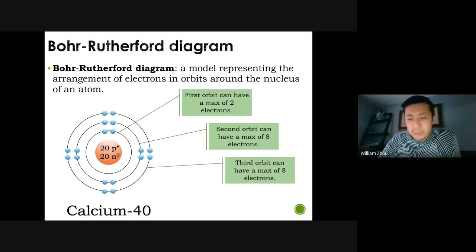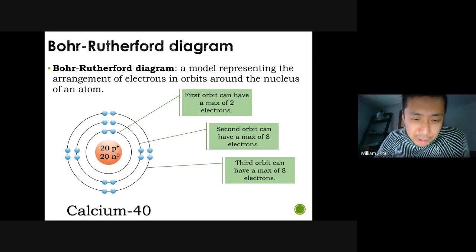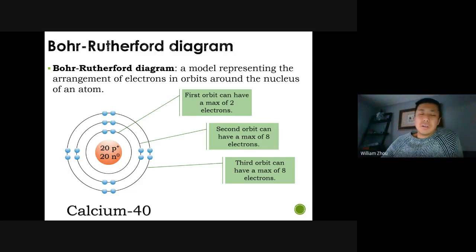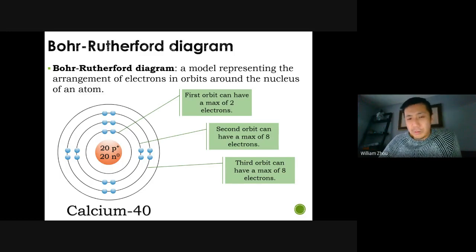So now you would have 8 in the second one, 8 in the third one. So that's a total of 18. Again, calcium has 20 electrons. So you got to have 2 more, meaning that you have to start yet another orbit and just add the 2 electrons. You go 1 and 2. Okay, do we have any questions?